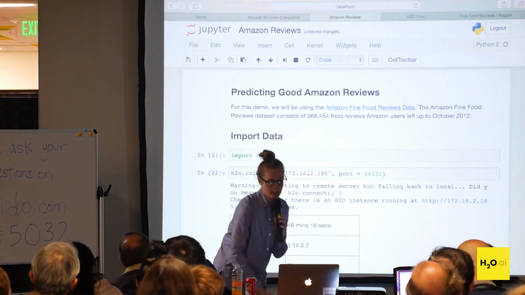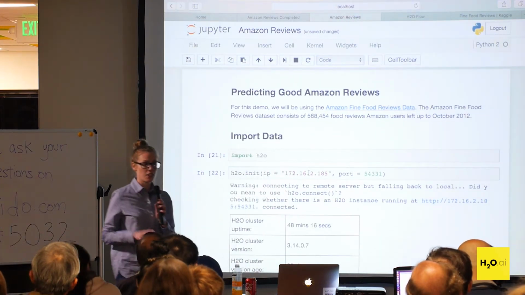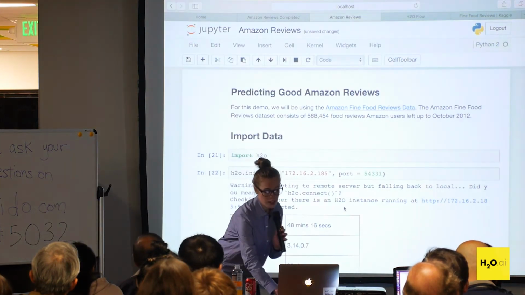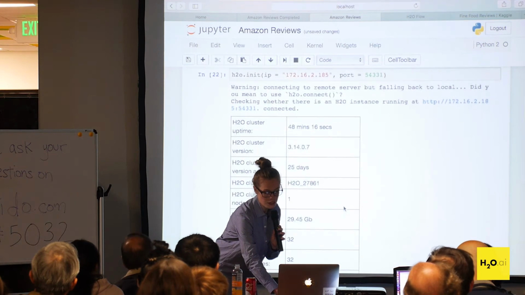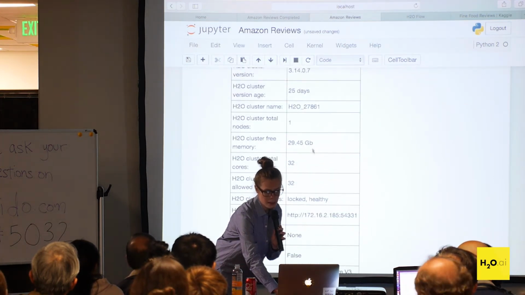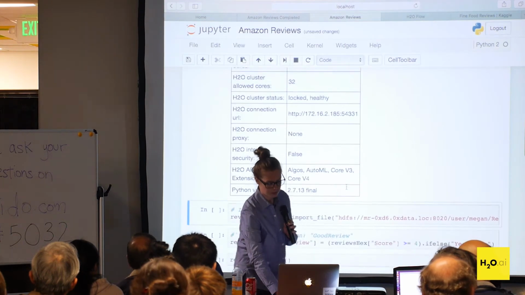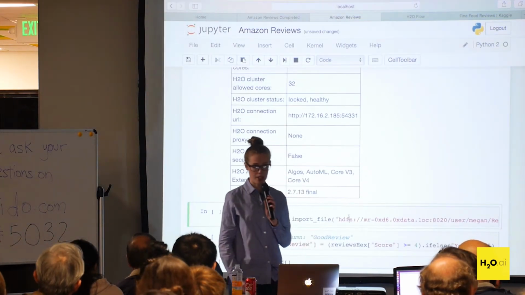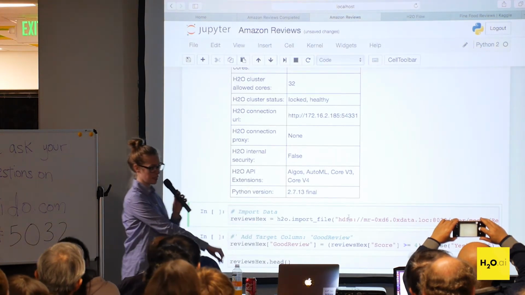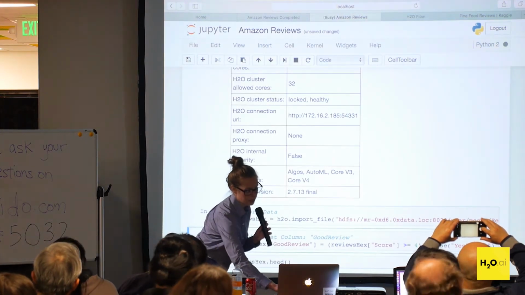And then I'm going to write an h2o.init. What that's going to do is connect me to an H2O cluster running on Hadoop. It's going to tell me the cluster's been up for 48 minutes, the cluster version, how many gigabytes of memory is free, and so on. And now I'm going to import the data from HDFS. So you can see my HDFS path. Let's import it.